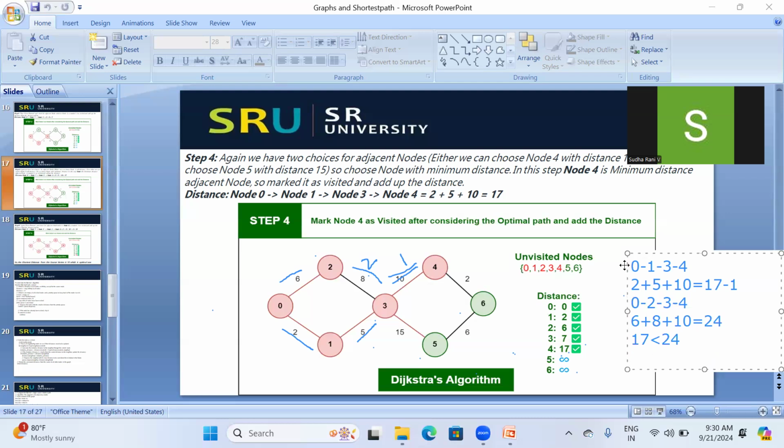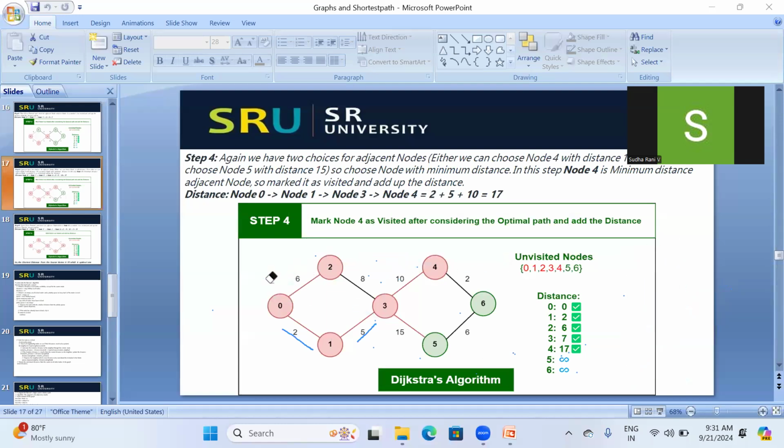So what value will we consider for node 4? We will take the path 0 to 1, 1 to 3, and 3 to 4. That is path number 1 we consider for node 4, where the value is 17. So now we completed the traversing of nodes 0 to 4.